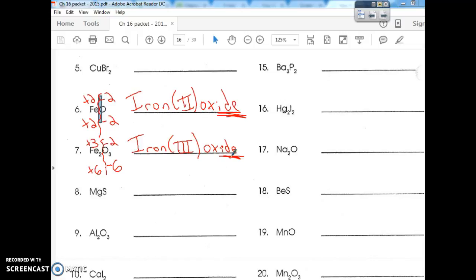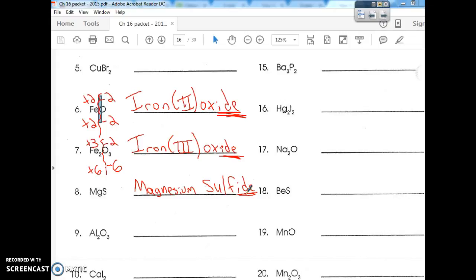So when you are naming binary ionic compounds, make sure you go to the periodic table first, look at the metal, and see if it has more than one possible oxidation number. So if we look at number 8, for example, MgS, Mg is in the second column. It does not have more than one oxidation number. So it's easier. You get magnesium. There is no need for a Roman numeral because magnesium only has the option of being a +2, so we don't have to make note of any oxidation numbers. S is sulfur, and that becomes sulfide.